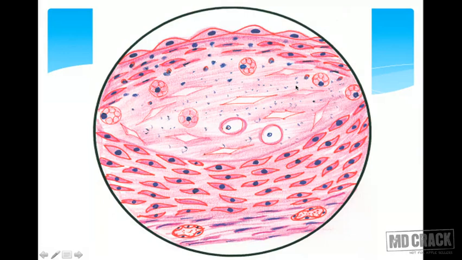So diagrammatically you can represent it like this. This is the tunica intima, with foamy macrophages. These are the cholesterol clefts. And these are the smooth muscle cells. They will migrate to the tunica intima.